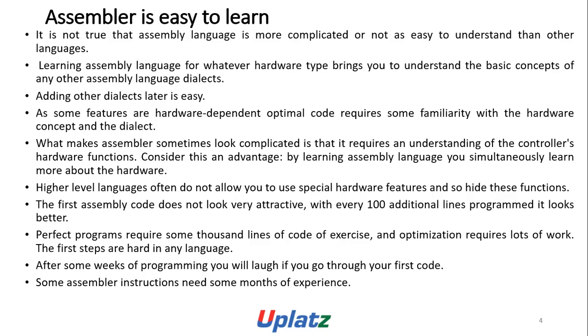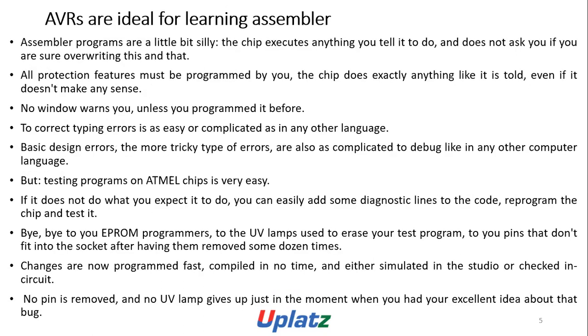The first assembly code does not look very attractive. With every additional line of the program, it looks better. Perfect programs require some thousand lines of code of exercise, and optimization requires lots of work. The first steps are hard in any language. After some weeks of programming, you will laugh when you go through your first code. Some assembler instructions need some months of experience. AVRs are ideal for learning assembler.